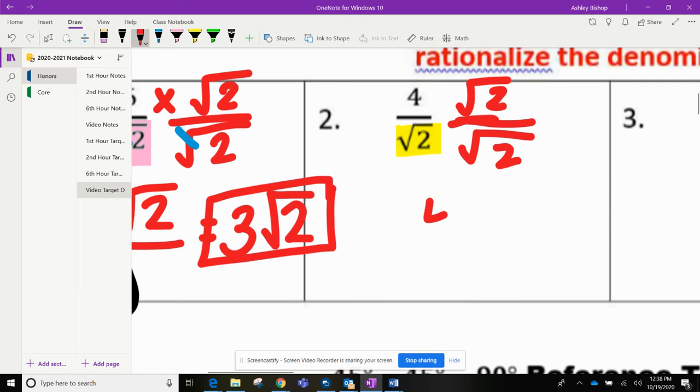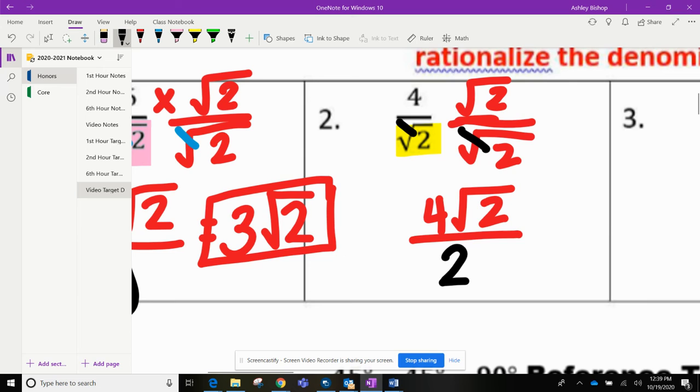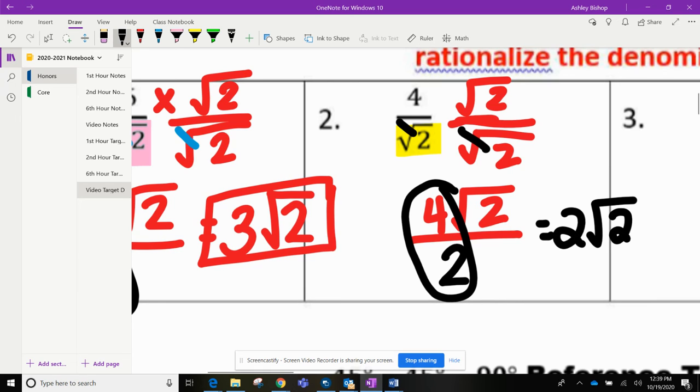4 times the square root of 2. Remember, those are not like terms, so I'm just going to rewrite that. And then the square root of 2 times the square root of 2. Remember that those square roots are going to cancel each other out, and I'm just left with one of the 2's underneath. Now, this may look like my answer, but I've just got to double check to see if the numbers outside simplify. 4 divided by 2 is 2. And then I still have that square root of 2. So that's my answer here.